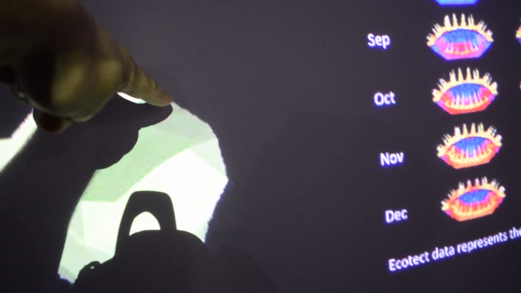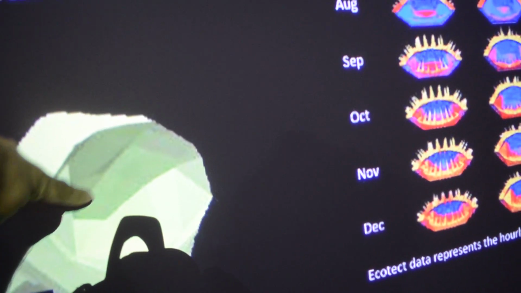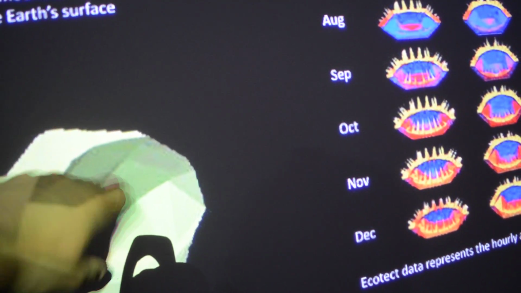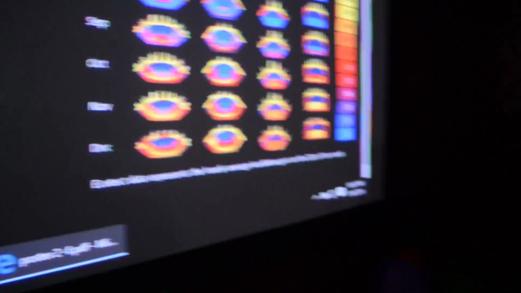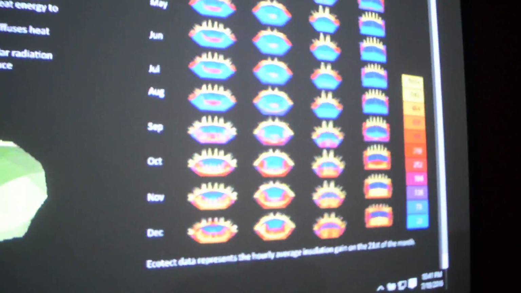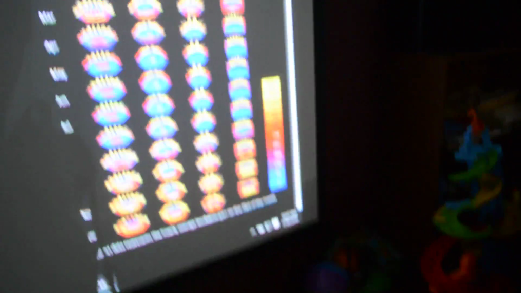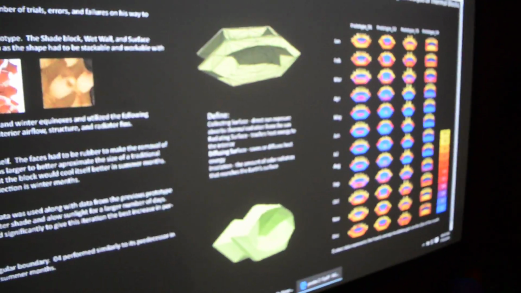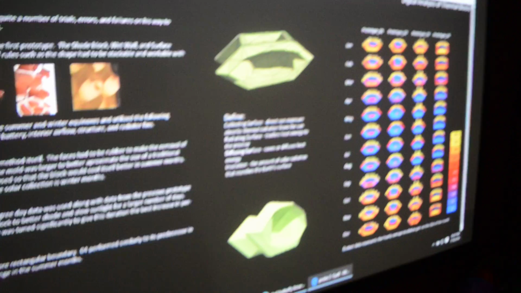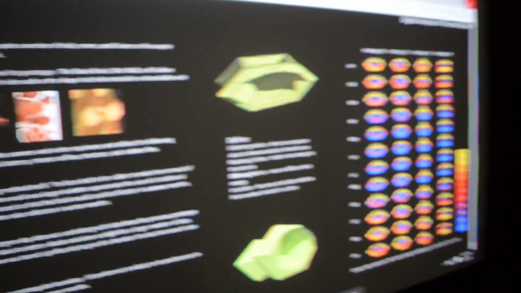So the block shape here is giving more shade as the sun is higher, and then in the winter months it's coming in at a lower angle and getting into the block itself, heating it up so that it can disperse the energy better during the nighttime, and therefore decreasing the amount of energy required for the building.